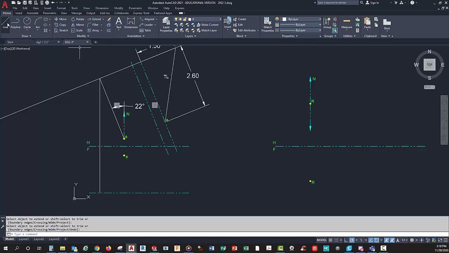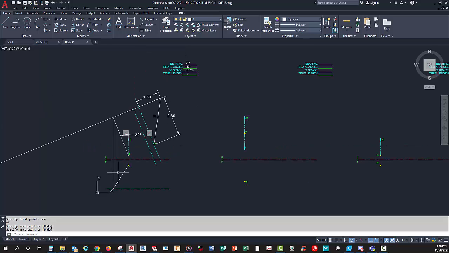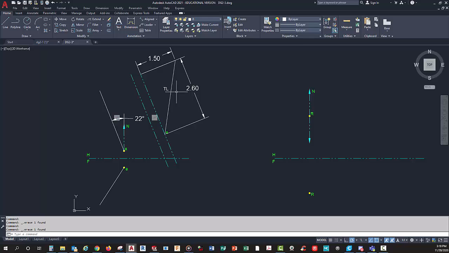There's my other point. I can draw a line from the center of this point here to there, and now I can erase stuff that I don't want. And so there you go. That is the way you work the problem.